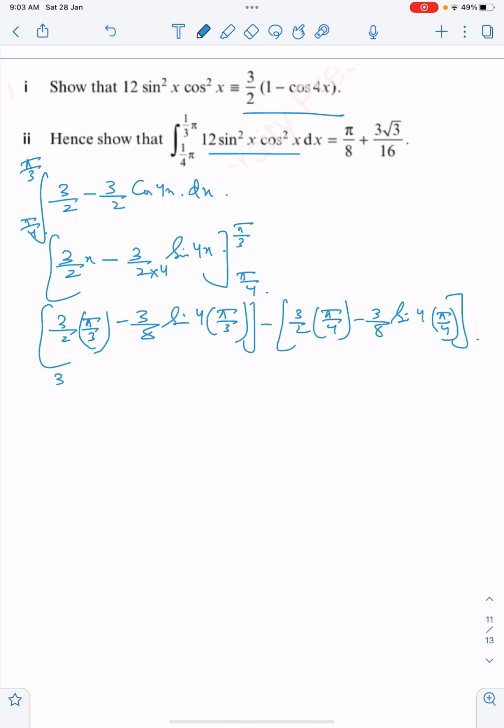Okay, it will become 3 upon 6 pi. 3 and 3 will cancel out, you're left with pi by 2 here. Pi by 2 minus 3 upon 8 sine of 4 pi by 3, minus 3 upon 8 pi, minus 3 upon 8 sine of pi. Sine of pi is 0, so this whole thing has become 0. Pi by 2 minus 3 upon 8 pi. I'm simplifying it.